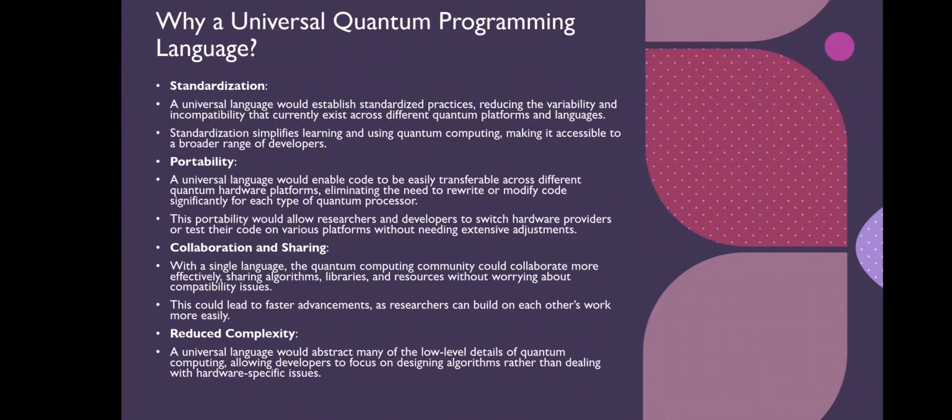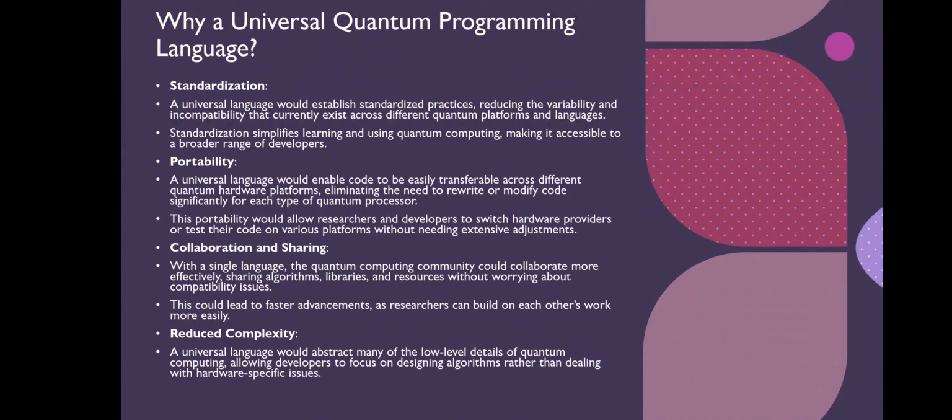Portability. A universal language would enable code to be easily transferable across different quantum hardware platforms, eliminating the need to rewrite or modify code significantly for each type of quantum processor. This portability would allow researchers and developers to switch hardware providers or test their code on various platforms without needing extensive adjustments.